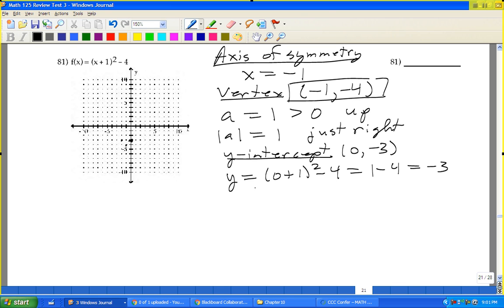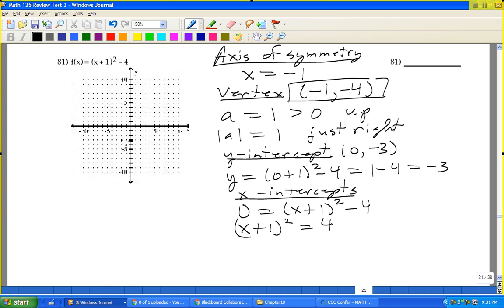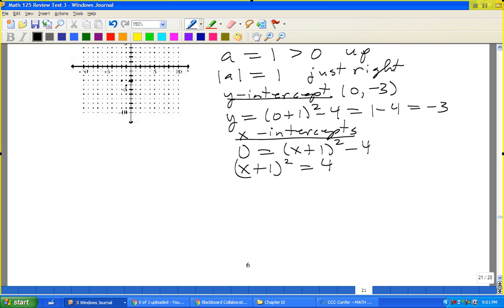Oh, and let me find the x-intercepts then to make it look nicer. Let's see if they have nice x-intercepts. Yeah, not too bad. To find the x-intercept, set y equal to 0 and solve for x. So I have that x plus 1 squared is 4. By the square root property, x plus 1 is plus or minus the square root of 4, which is 2. And so x is equal to negative 1 plus or minus 2.